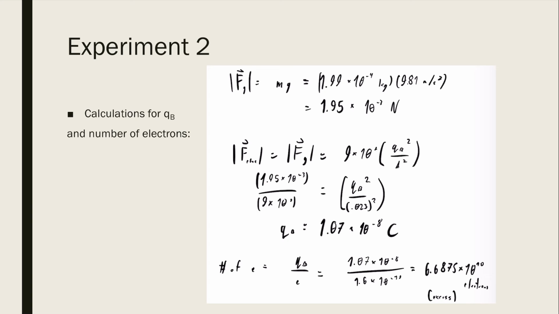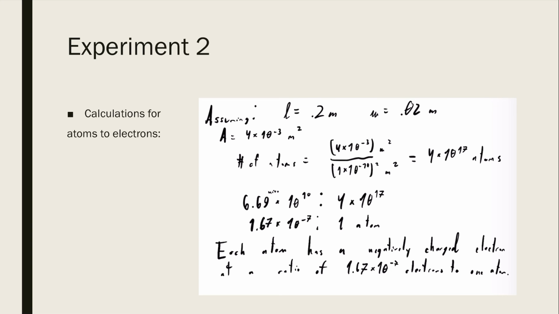So you divide 1.95 times 10 to the negative 3 by Coulomb's constant, 9 times 10 to the 9th, and then you multiply that by the distance squared, and we got the charge to be 1.07 times 10 to the negative 8 coulombs. The number of electrons was the charge divided by the charge of an electron, and we got 6.6875 times 10 to the 10 electrons.